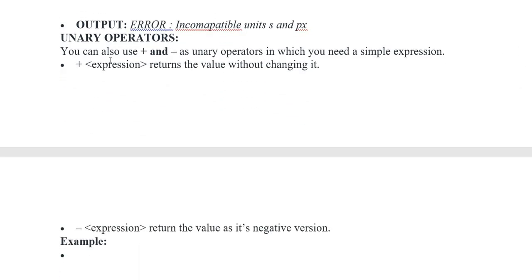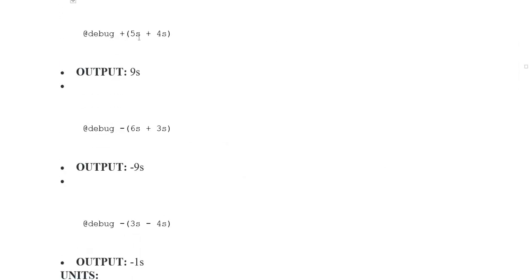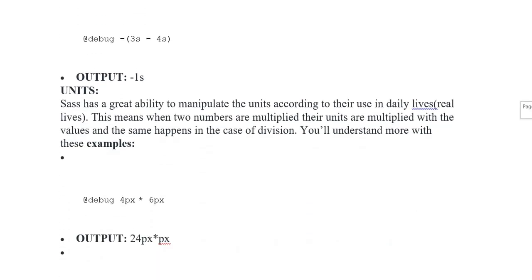Unary operators: you can also use plus and minus as unary operators in which you need a simple expression. Plus expression returns a value without changing it. Minus expression returns the value as its negative variant. Example, debug plus 5 second plus 4 second, 9 second, 5 plus 4, 9. Minus 6 plus 3, minus 9 second. Debug 3 second plus minus 4 second, 1.